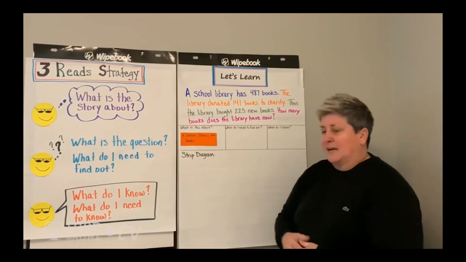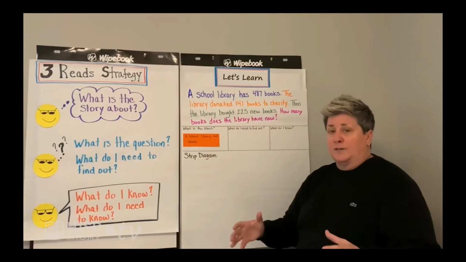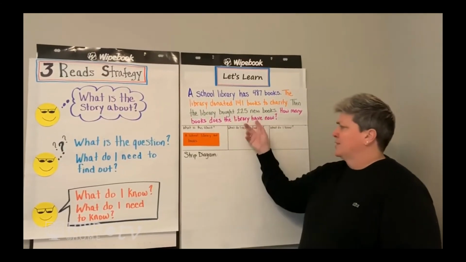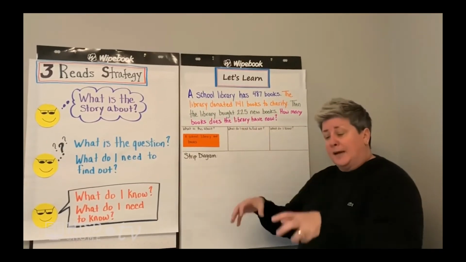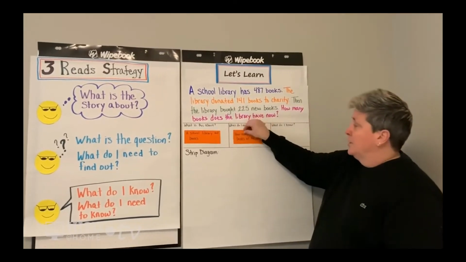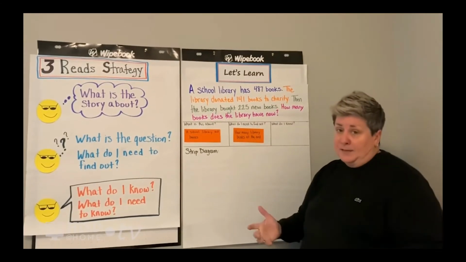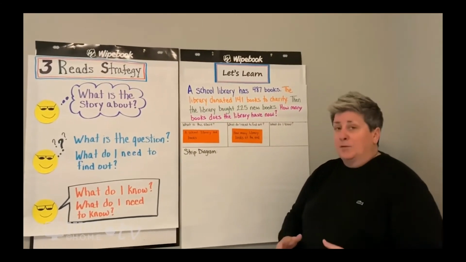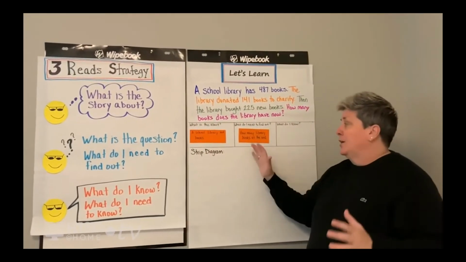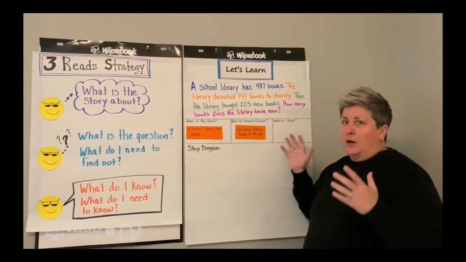Well, it seems that I kind of know how the problem starts, and I know that they've donated a quantity of books to charity, and then they bought some more new ones. So my question is making me think that we need to know how many they have at the end of the story. So under what do I need to find out, I need to find out how many library books at the end. So now that we know this story is about a library and some books, and we know that we need to find out how many books they have at the end, let's figure out what we know.